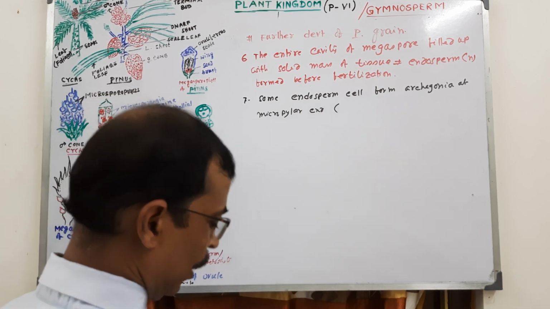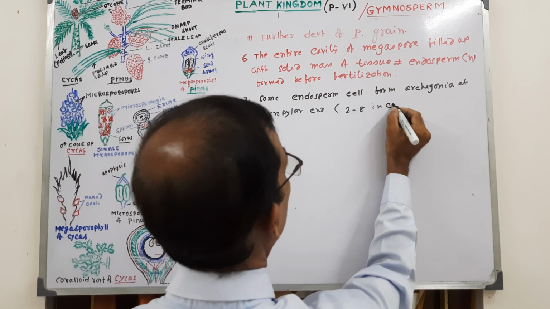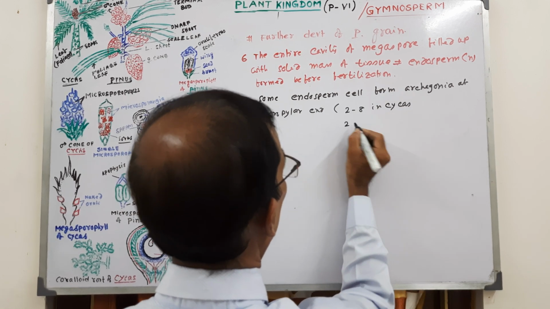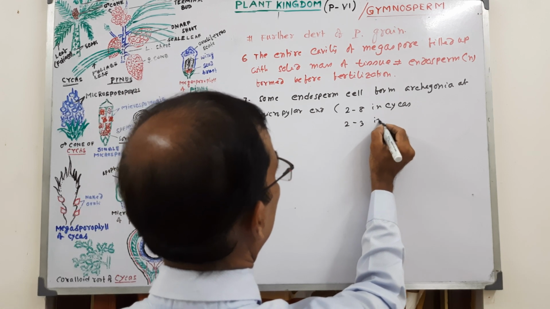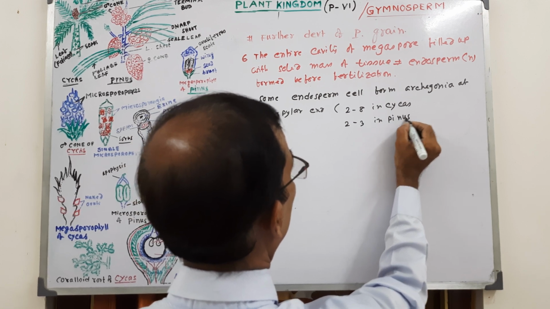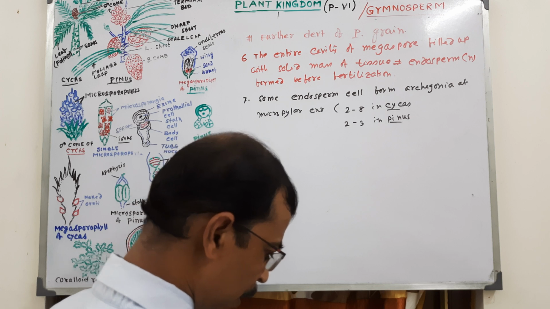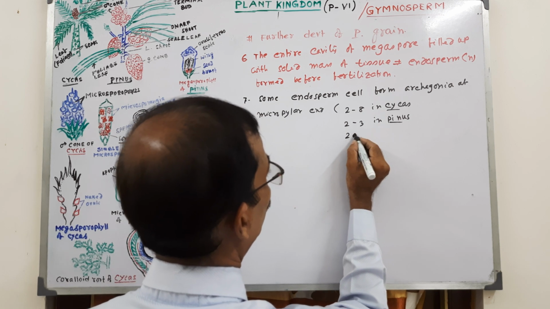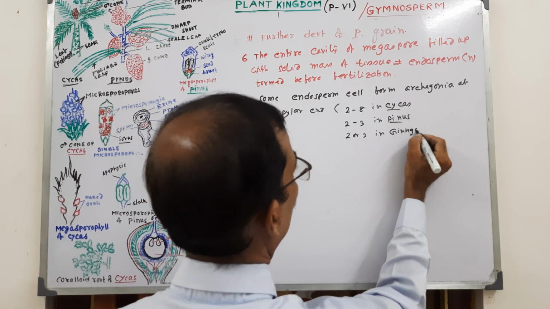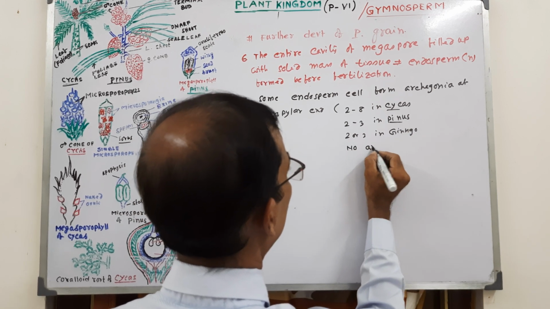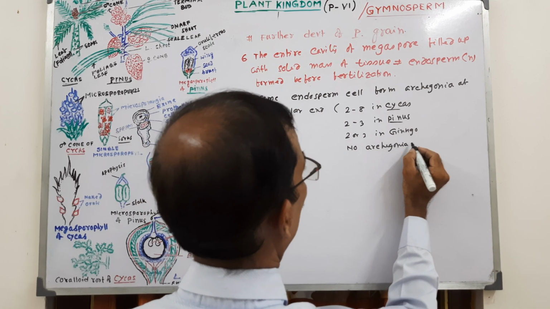It may be 2 to 8 in Cycas, 2 or rarely 2 to 3 in Pinus, and 2 or 3 in Ginkgo, and no archegonia in Gnetum. Very advanced archegonia in Gnetum.